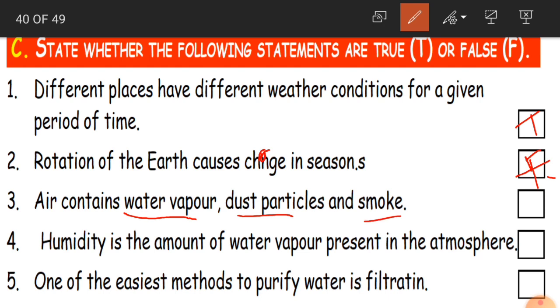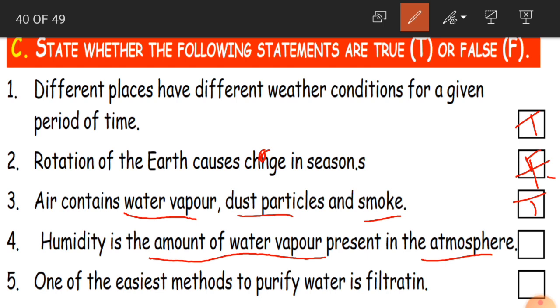Is it true? Yes, this is true. Air contains water vapor, dust particles and smoke. Along with this, it also contains gases, like oxygen, carbon dioxide and nitrogen and some other gases. Clear, children? And the fourth question is, humidity is the amount of water vapor present in the atmosphere.